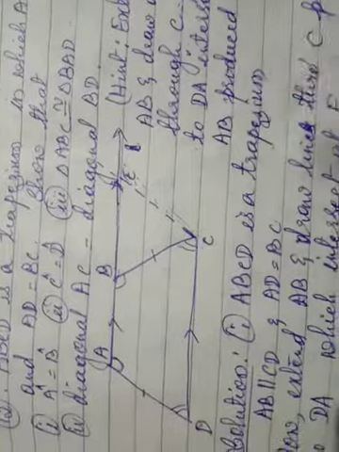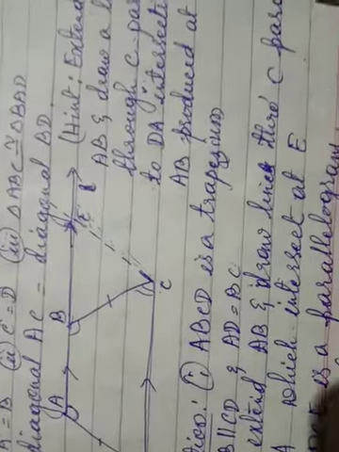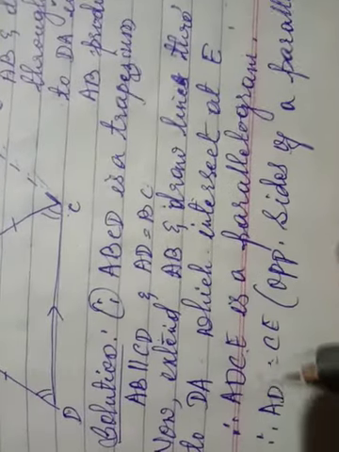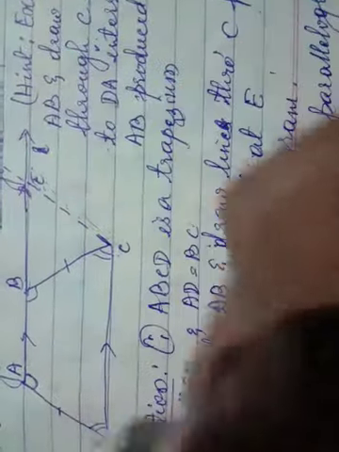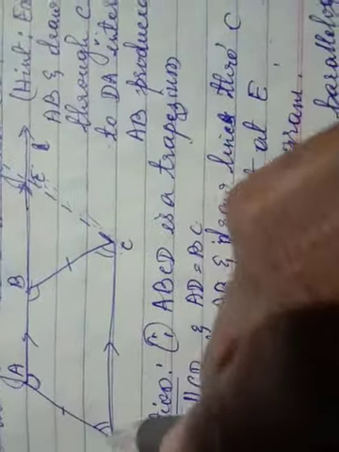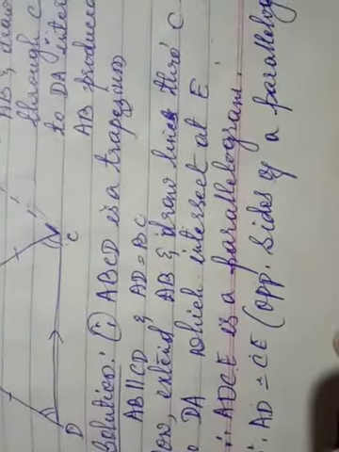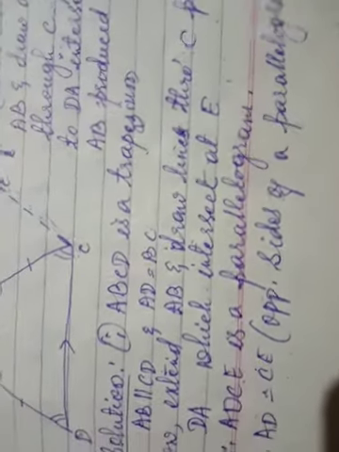ABCD is a trapezium, AB parallel to CD and AD equal to BC. Now extend AB and draw a line through C parallel to DA which intersects at E. Therefore ADCE is a parallelogram. Therefore AD is equal to CE, opposite sides of a parallelogram.